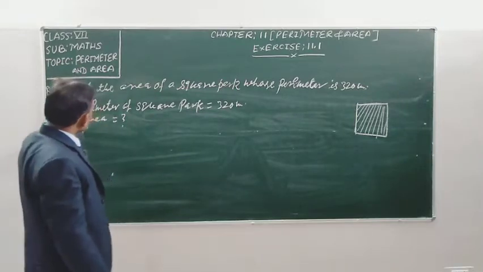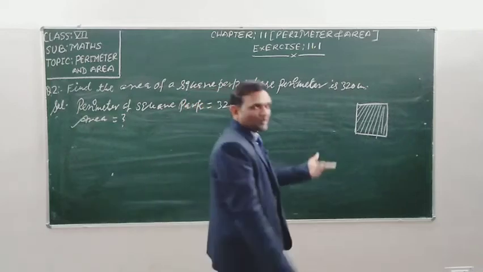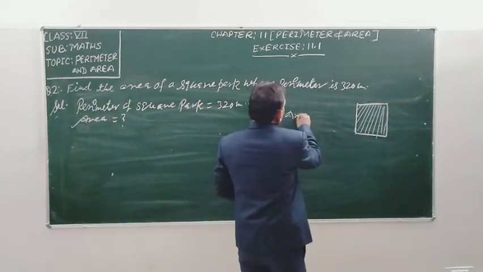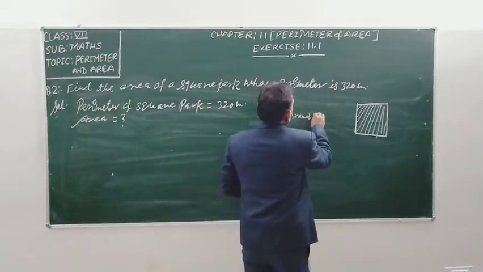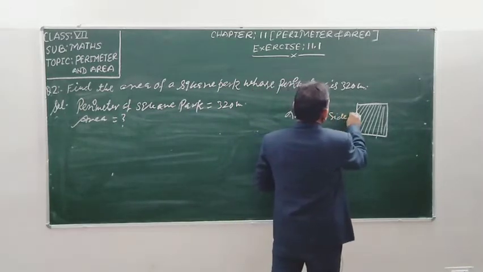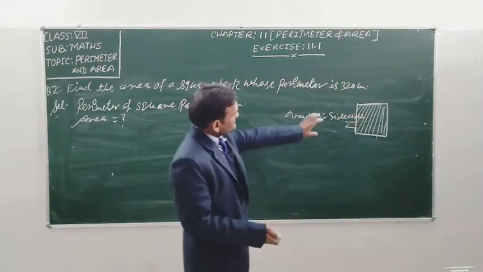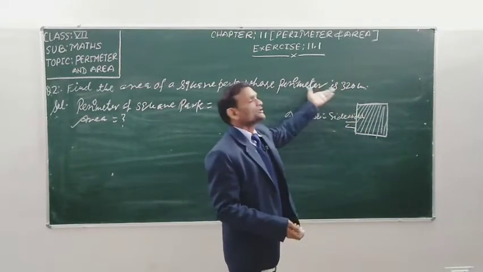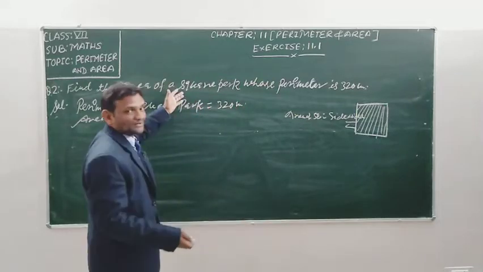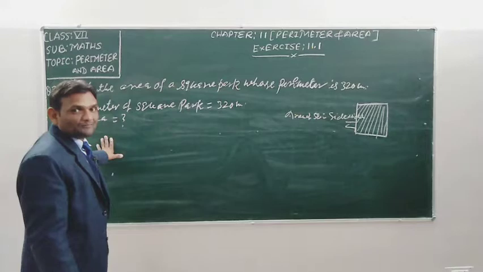So student, how can we find out the area of the square park? Area of square, you know, is side into side. But student, side is not given in the question. Side is not given in the question. How can we find out the area? It's a problem.